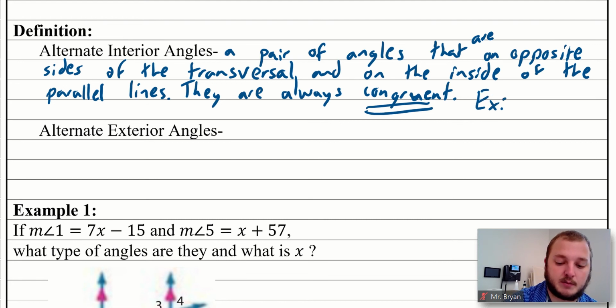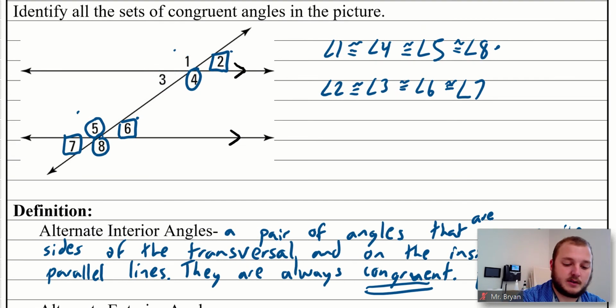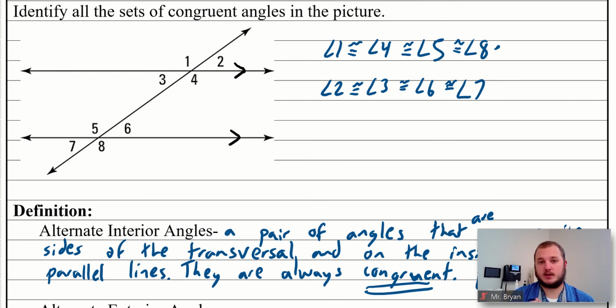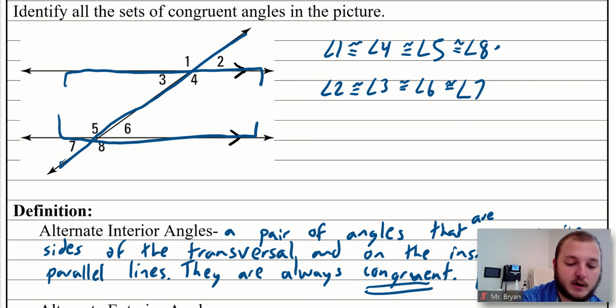Let's talk about a few examples from that diagram that we've already had written down. I'll erase all these to make it a little simpler to see. We're looking for two angles that are, number one, on opposite sides of the transversal, and then on the interior, the inside of the parallel lines. With that being the case, we have four angles to choose from. For instance, the alternate interior angle of angle 4 would be angle 5. It's on the opposite side of the transversal, and both of them are on the inside of the parallel lines.